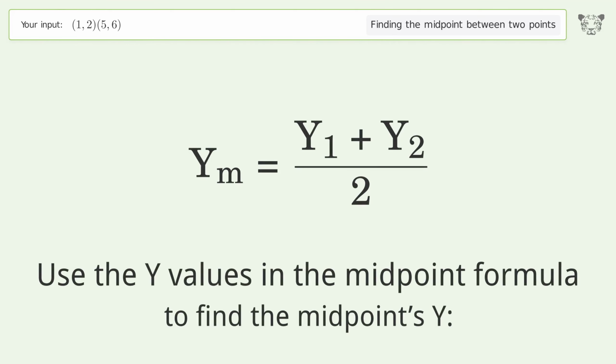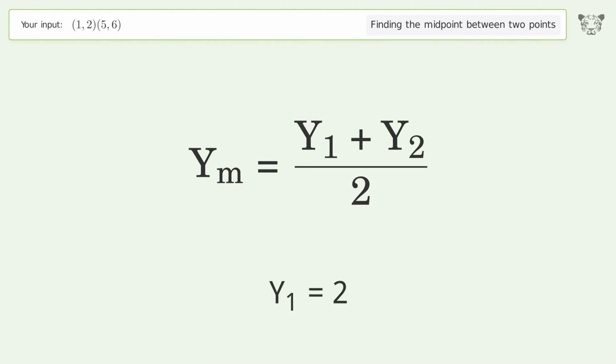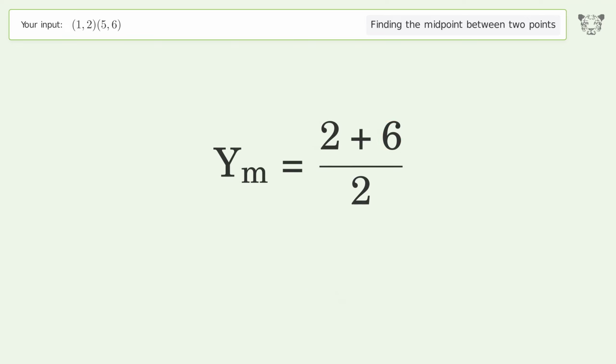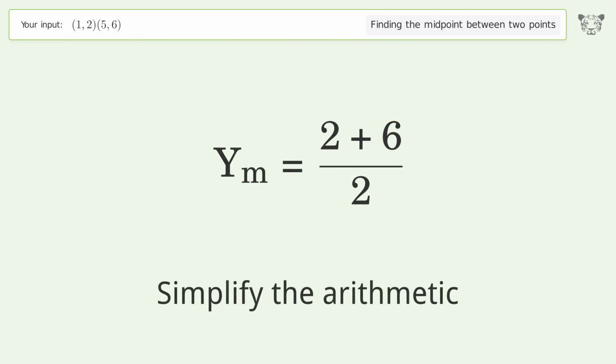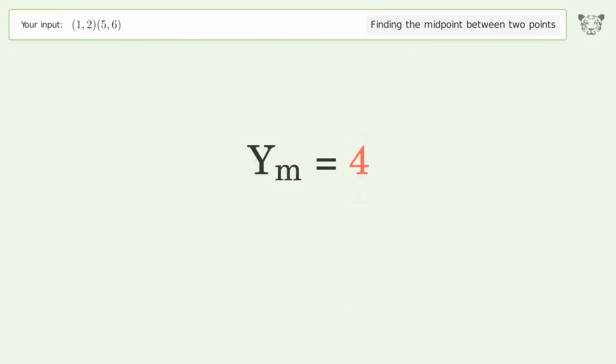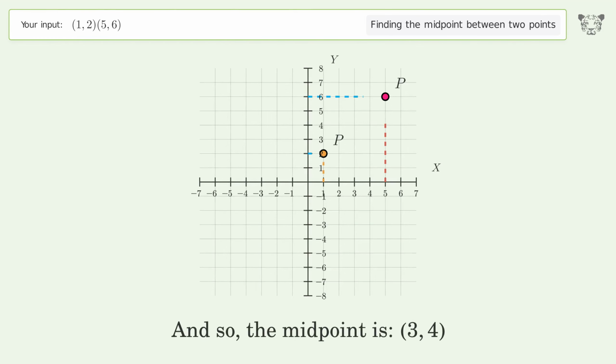Use the y values in the midpoint formula to find the midpoint's y. y1 equals 2. y2 equals 6. Simplify the arithmetic. And so, the midpoint is 3, 4.